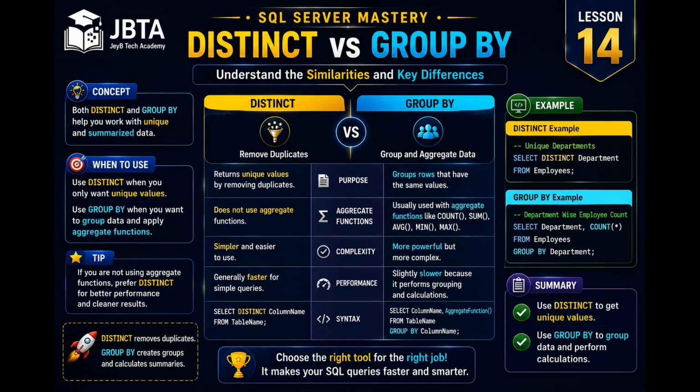Always remember this simple rule. If your goal is to retrieve only unique values, use distinct. If your goal is to group data and perform calculations, use group by. Understanding this difference will help you choose the correct SQL statement in almost every business scenario. In the next slide, we'll learn how to combine the distinct clause with the order by clause to retrieve unique values in a well-organized and sorted order.